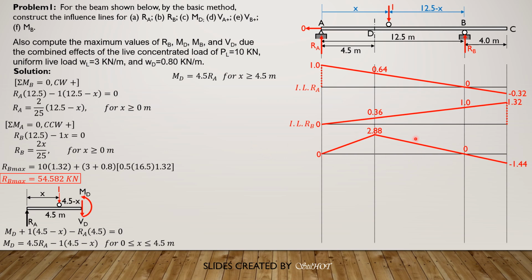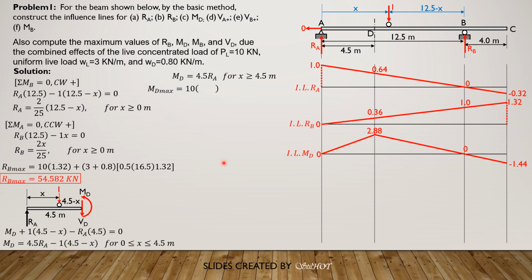The concentrated live load should be over point D, where the ordinate is maximum. And we only load this portion with live load. Take note, the dead load is covering the entire span. So for the live load, uniform load, we have to compute this area. But for the dead load, we have to compute this combined positive and negative area.